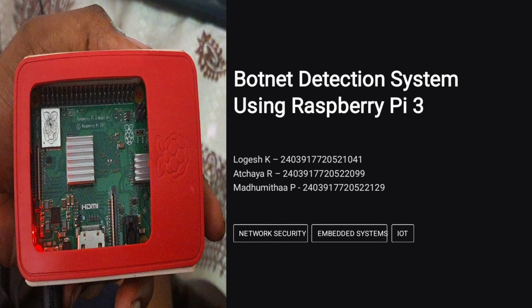I'm Madhumita. We are presenting our project on Botnet detection system using Raspberry Pi 3. This project comes under network security, embedded systems and IoT. Our goal is to detect suspicious activity in IoT networks using a low-cost device like Raspberry Pi. This project also focuses on improving visibility in small-scale networks. It is designed to be simple, affordable and practical for real-world usage.